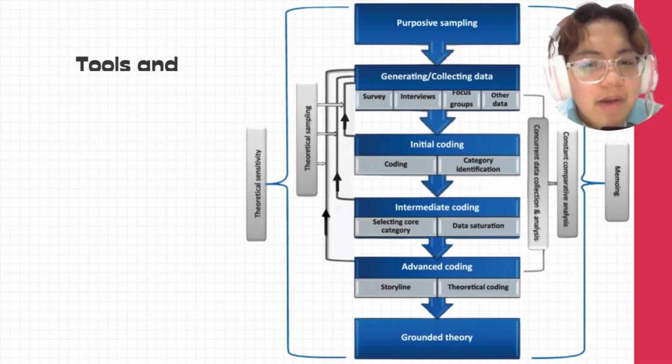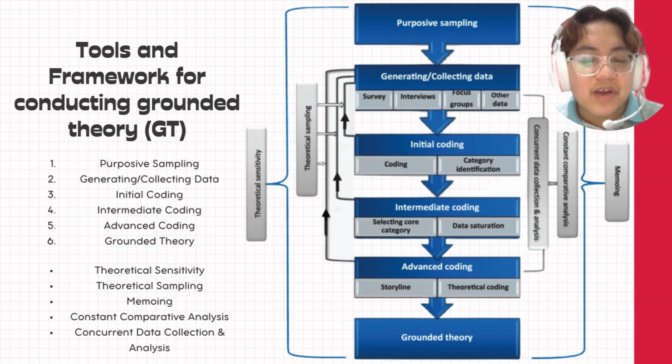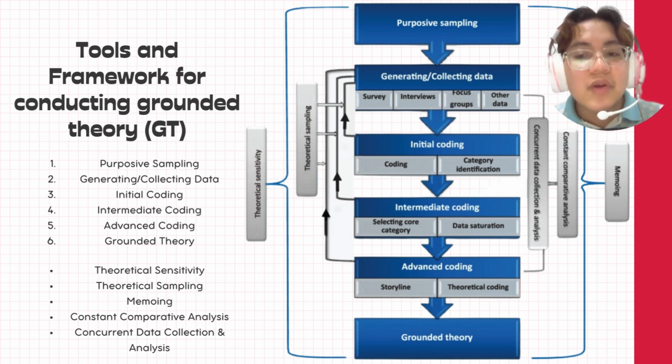covered. I will now give you a thorough explanation of grounded theory's process using a framework for conducting this study. In this framework, we can see that there are six main parts of the process, and these are purposive sampling, generating or collecting data, initial coding, intermediate coding, advanced coding, and grounded theory.